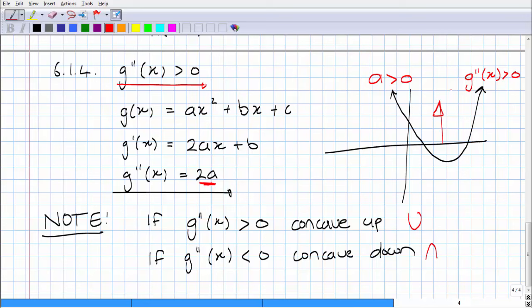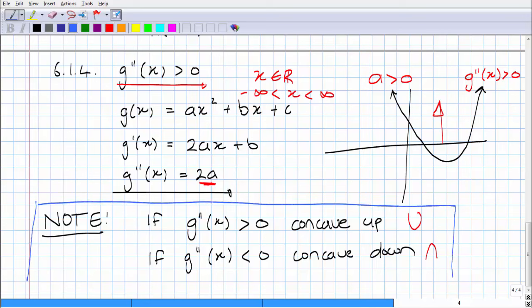Therefore, for any values of x, this thing is positive. So the answer for this is just simply x, any real number, because there's any real value for x is that. You could also say x between negative infinity and infinity.